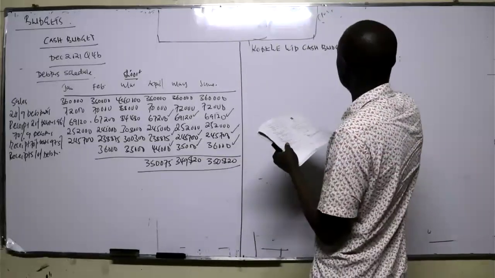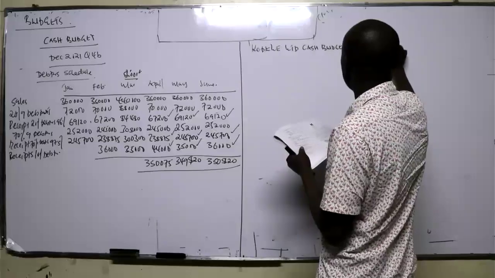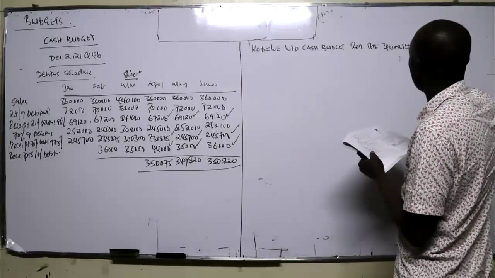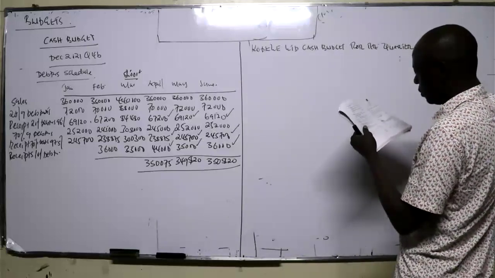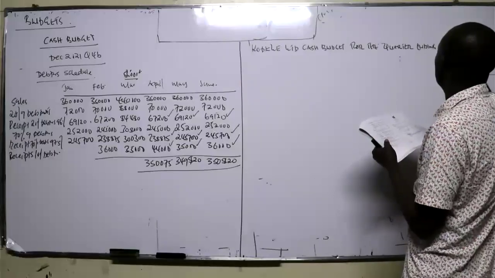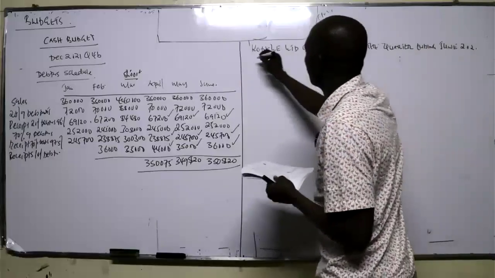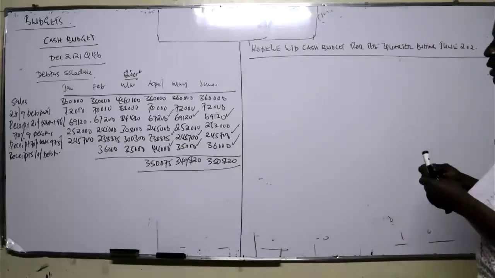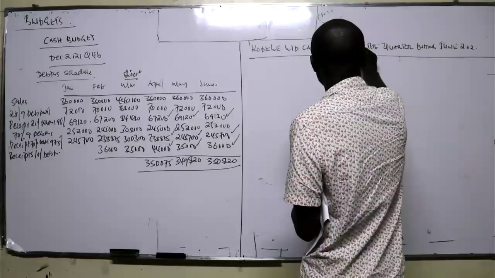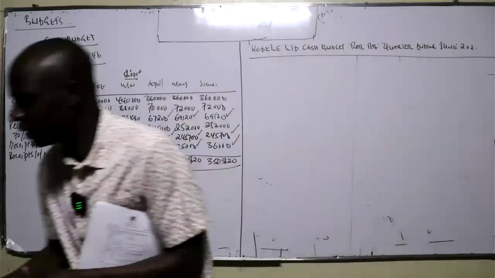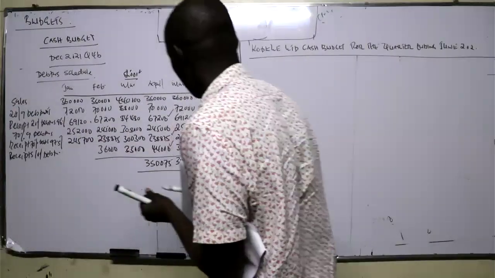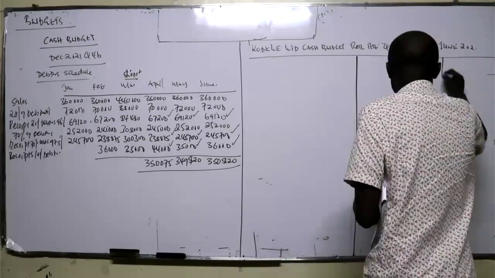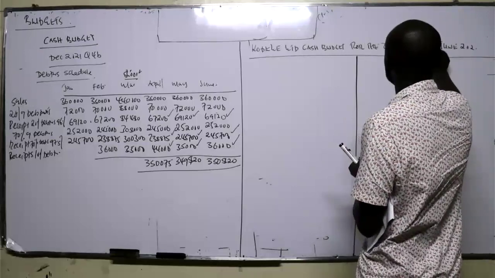for the quarter ending. When is it ending? June 2022. Condele Limited cash budget for the quarter ending June 2022. Then here we have, so those are which months? April, May, and June. So you can write somewhere shillings and thousands.